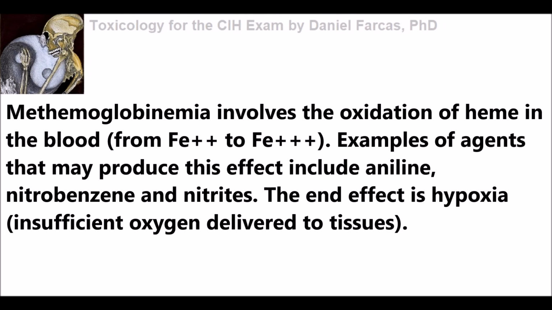Methemoglobinemia involves the oxidation of heme in the blood from iron 2+ to iron 3+. Examples of agents that may produce this effect include aniline, nitrobenzene, and nitrates. The end effect is hypoxia, or insufficient oxygen delivered to tissue.